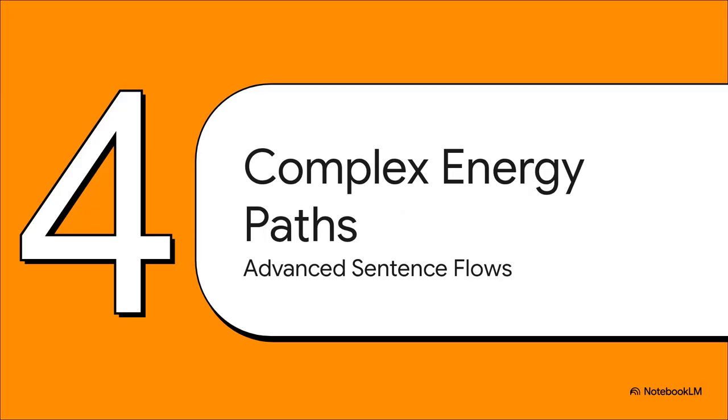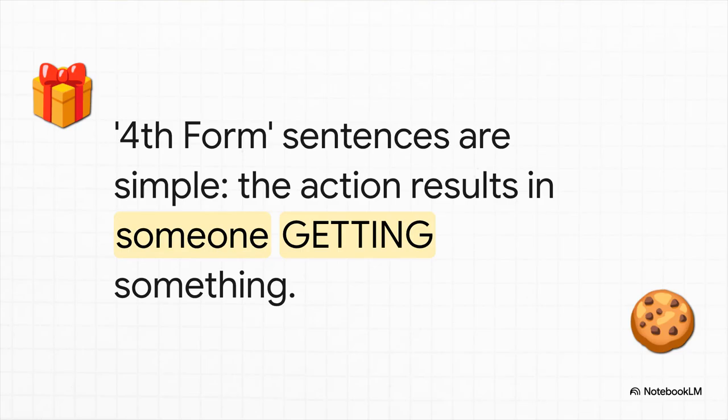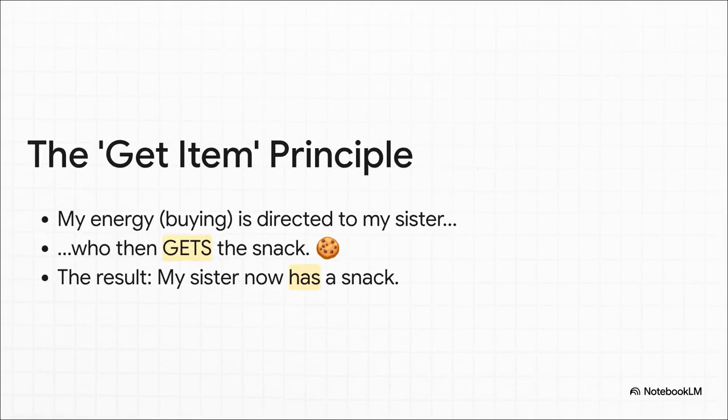So let's level up and see how this whole energy flow thing handles some of the trickier sentences you might come across. So you've probably heard about those confusing sentences that have like two objects. Again, forget the grammar textbook. I want you to just think of it as the get-item principle. Basically, the action causes someone to get something. Let's take this one apart. "I bought my sister a snack."